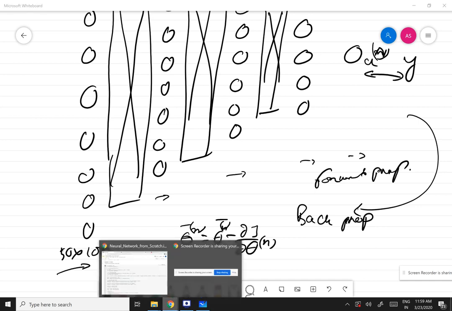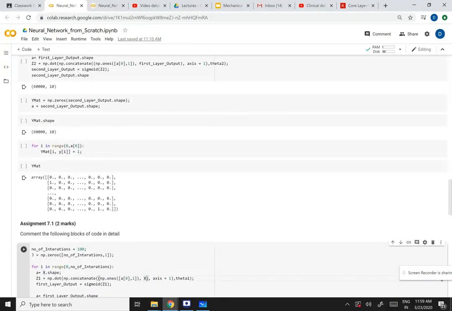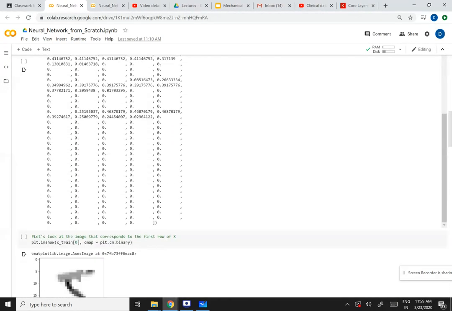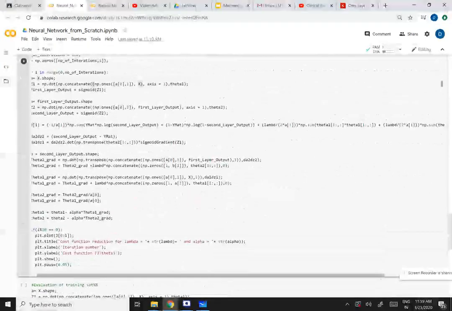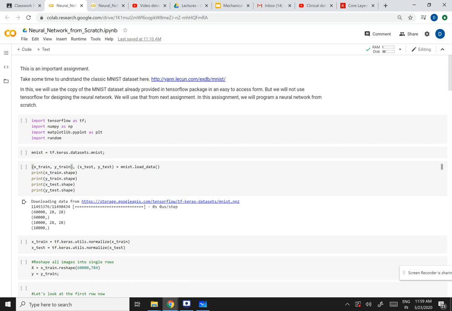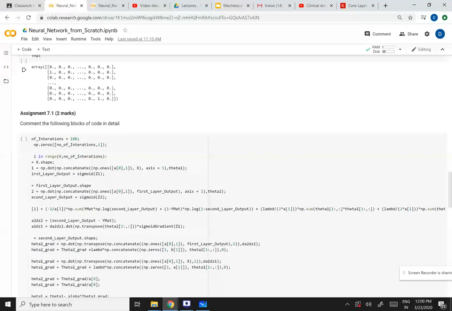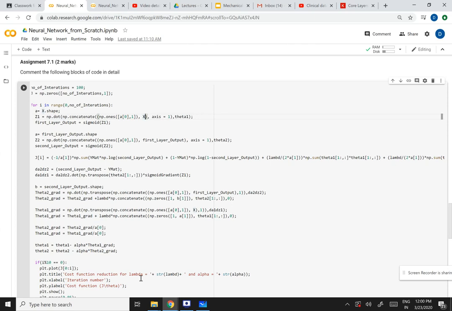The same thing was implemented if you go back to the assignment of neural network from scratch, assignment number 7. In this you can see we took the x matrix, which is the complete 60,000 by 728 numbers, that is 28 into 28 pixels and 60,000 samples of the handwriting images, which are passed on, and then we go through a forward prop and a backward prop. I'll not explain it again. You can go through it to see how this works.